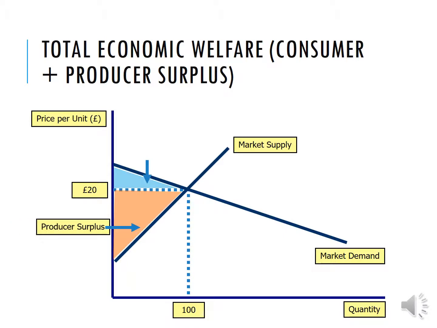This diagram here shows us the producer surplus and also the consumer surplus. The current market price in this example is £20, and the consumer surplus is the difference between what they're willing to pay and the current market price, whereas the producer surplus is the difference between what they're willing to supply at and the current market price.